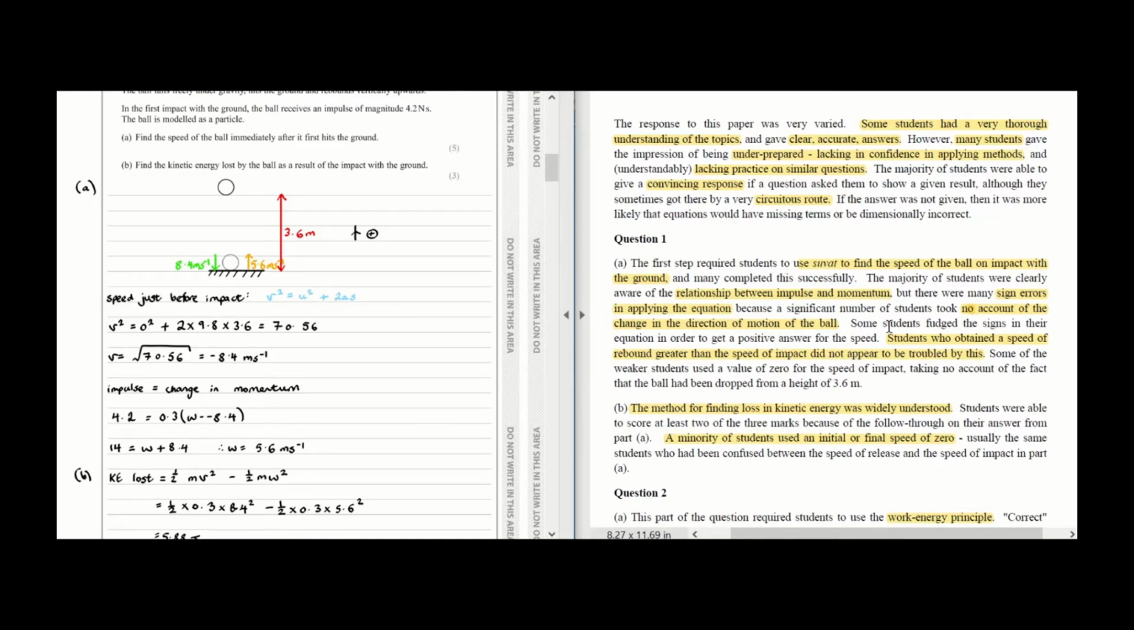What else happened? There were a couple of students who took no account of the change in direction of the motion of the ball. So once it goes and hits the ground, it goes back up. We were told that in the question somewhere.